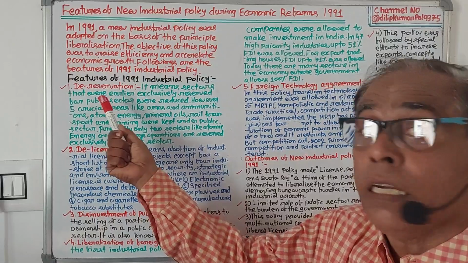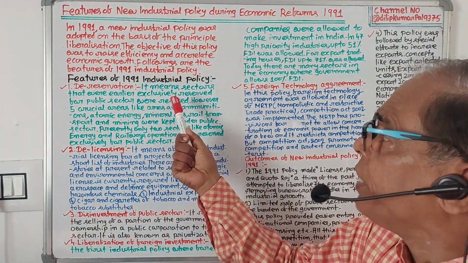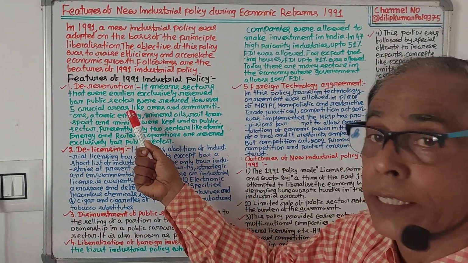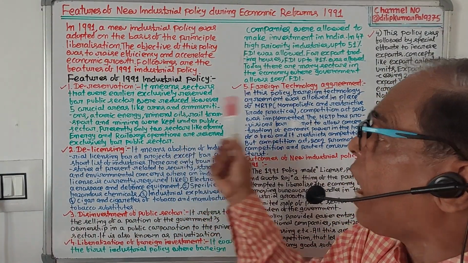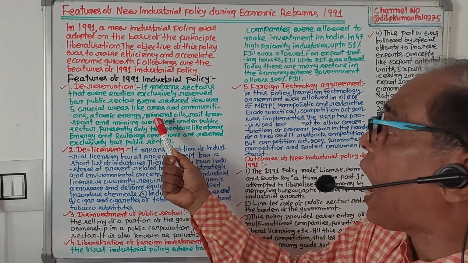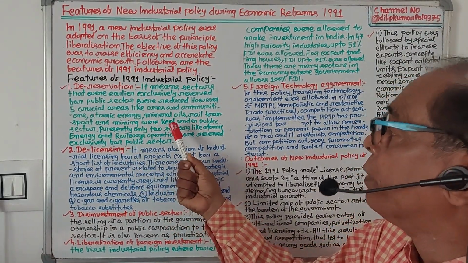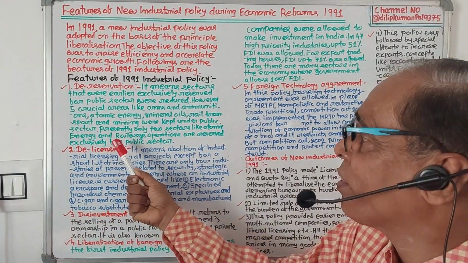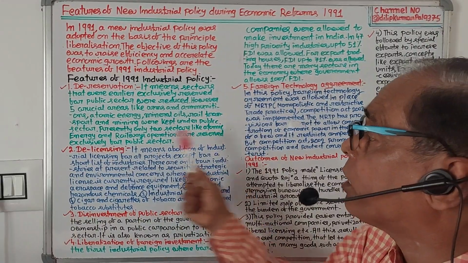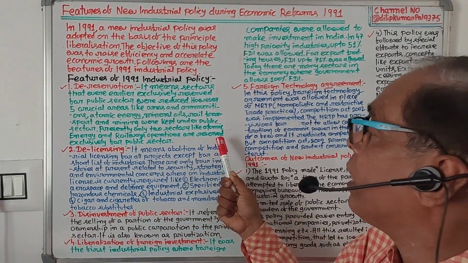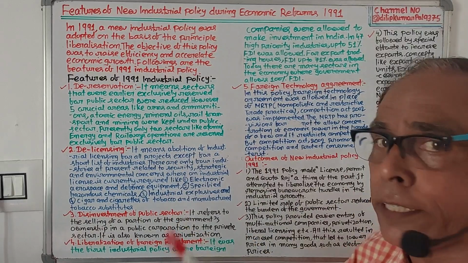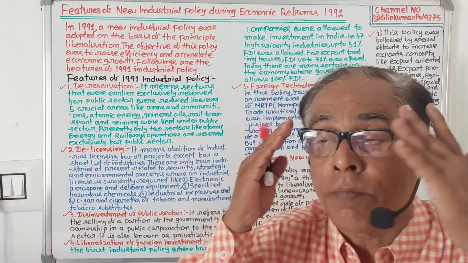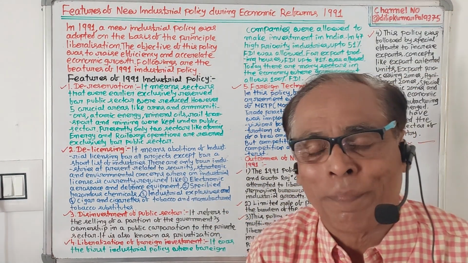First feature is de-reservation. It means sectors that were earlier exclusively reserved for the public sector were reduced. However, 5 crucial areas like arms and ammunition, atomic energy, mineral oil, rail transport and mining were kept under the public sector. Presently, only 2 sectors, atomic energy and railway operations, are reserved exclusively for the public sector. So, the first feature of the new industrial policy in 1991 was de-reservation.